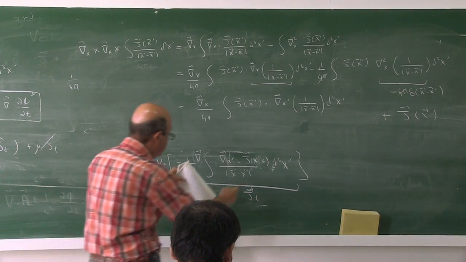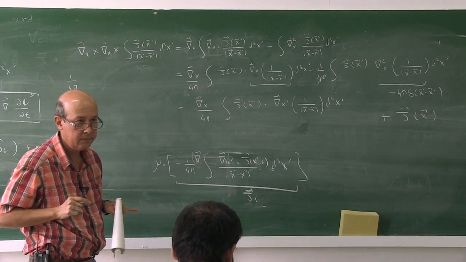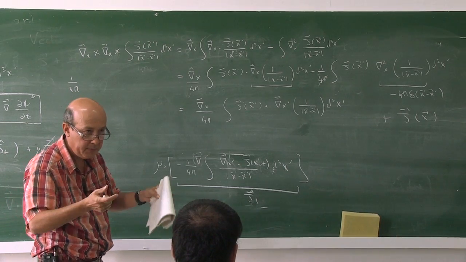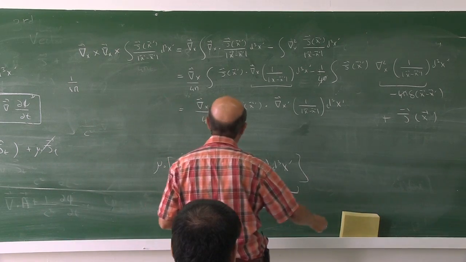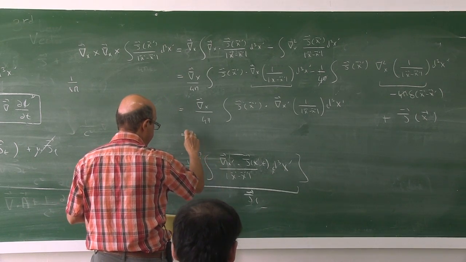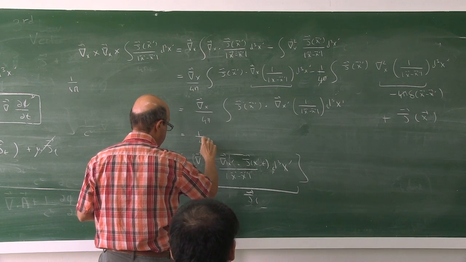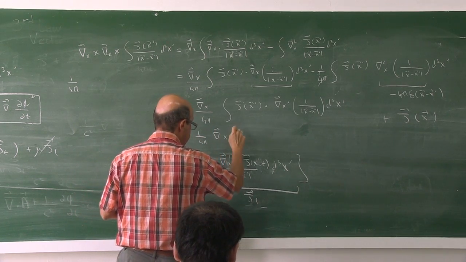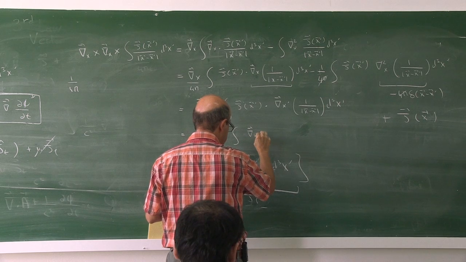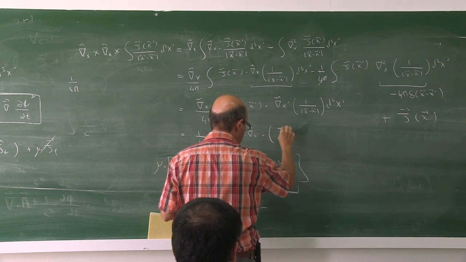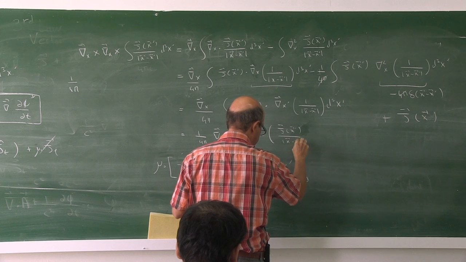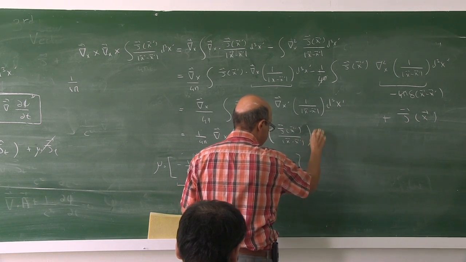Now, can you convert this integral to this one? Yes, integration by parts. So this is equal to, let us go one more step, 1 over 4 pi gradient of x, divergence with respect to the x prime of all quantity d cube x prime.